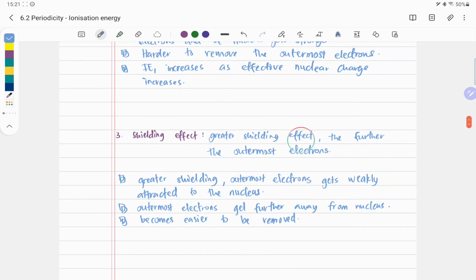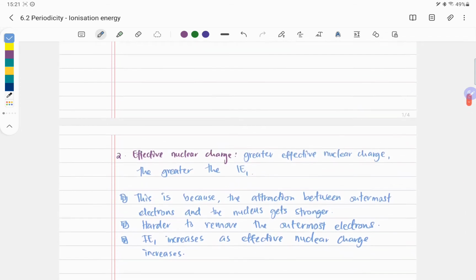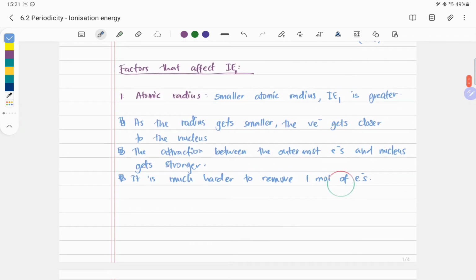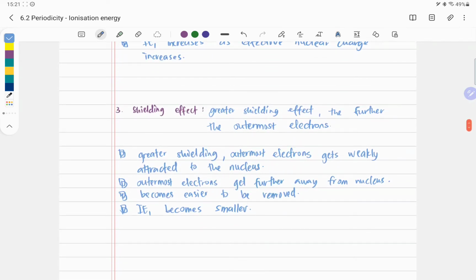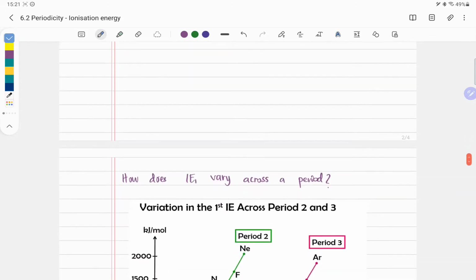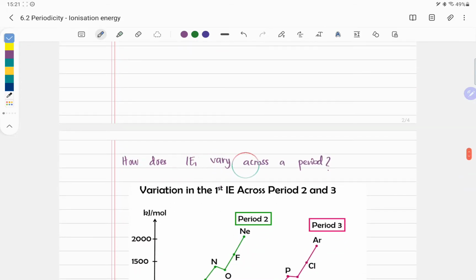So if we have a high shielding effect, greater shielding effect, we know that it is easier to remove the outermost electrons, thus the first ionization energy becomes smaller. Okay, so these are the three different factors that affect the first ionization energy. So how does first ionization energy vary across a period?